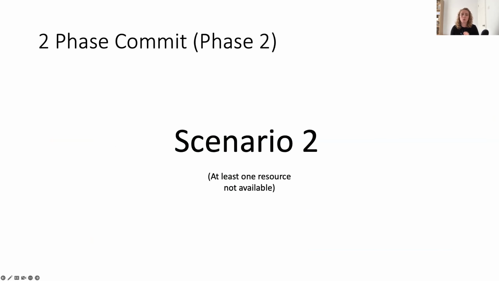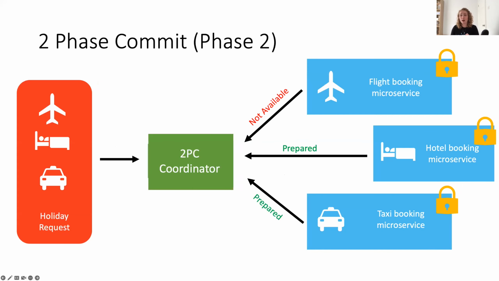Great. But what about a more realistic scenario where we at least have one resource that's not available, which is far more likely at the moment? And because of the current climate, I've chosen flights to be the one that isn't available, which is probably likely at the moment. So in this, instead of getting a prepared message back from the flight microservice, we instead get a not available message. So now, because there's no consensus among the individual read-write operations, the individual microtransactions, we aren't able to go through with the whole transaction because not all of them can be successful.